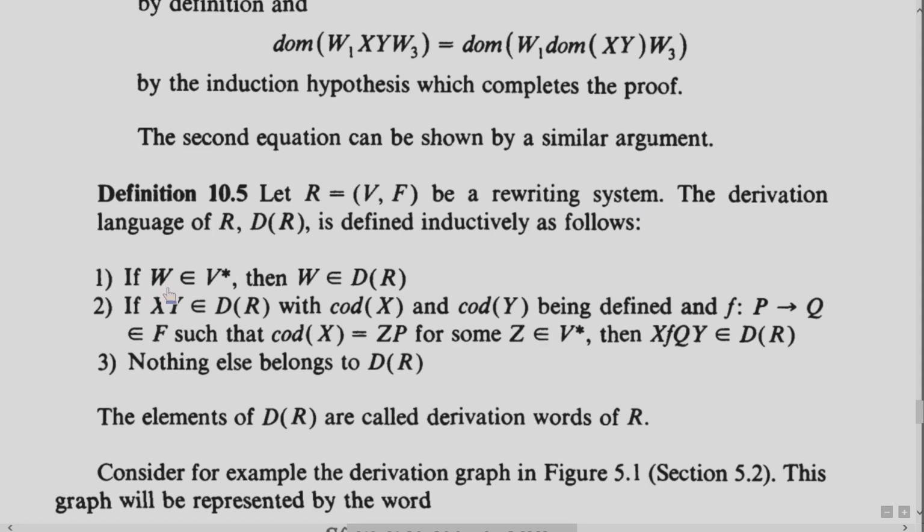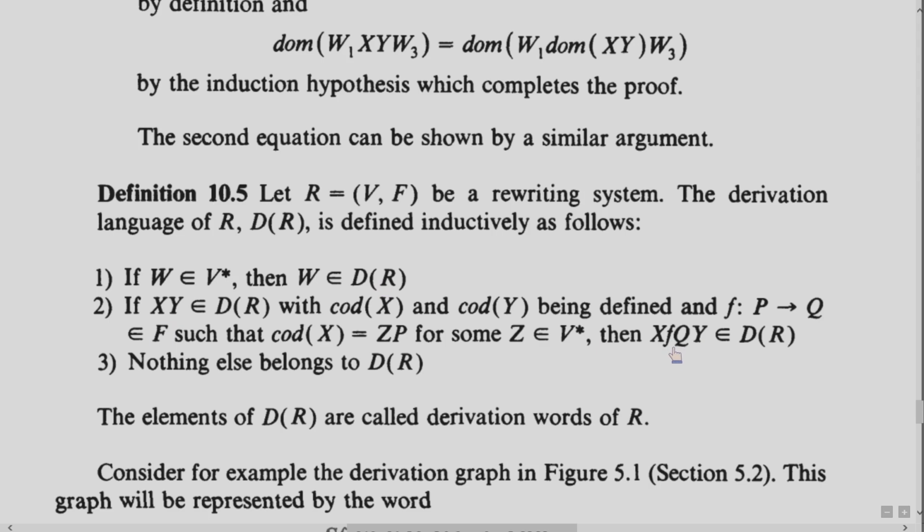Let R = (V, F, ...) be a rewriting system. The derivation language of R, written DR, is defined inductively as follows. First step: if W belongs to V star, meaning W contains only the alphabet, variables and terminals, and there is no production rule, then W belongs to the language. W is an element of the set of the language.